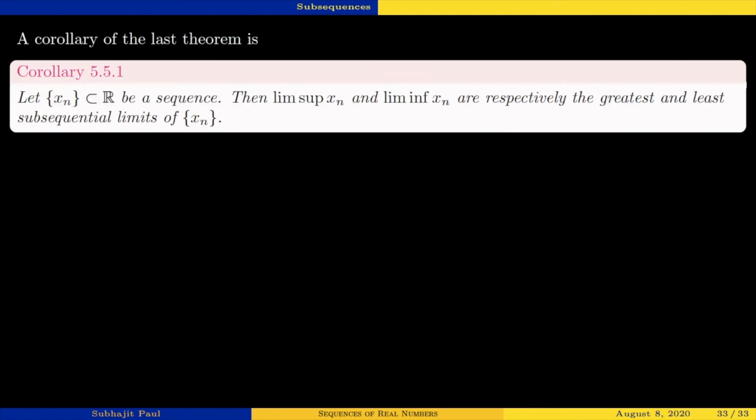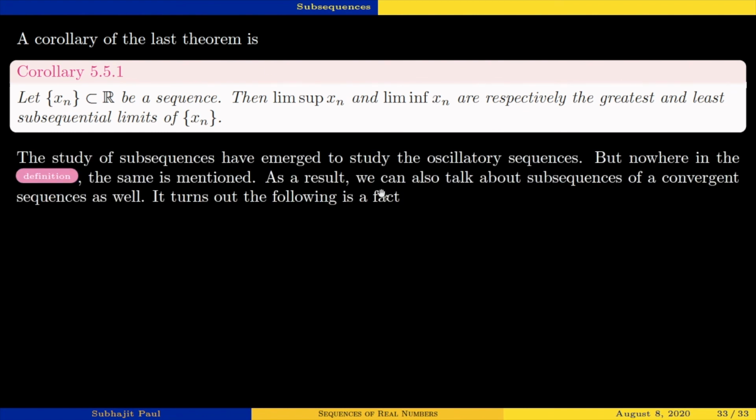If they do not belong to the set of all subsequential limits, then they become limit points, and in that case, since the set of all subsequential limits is a closed set, they have to actually belong to the set. There is no other way out.